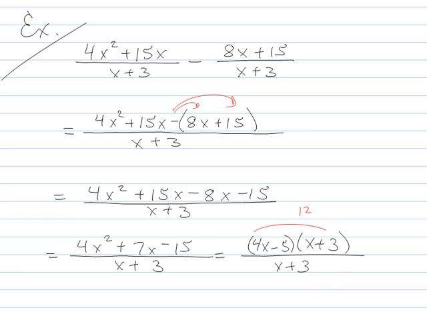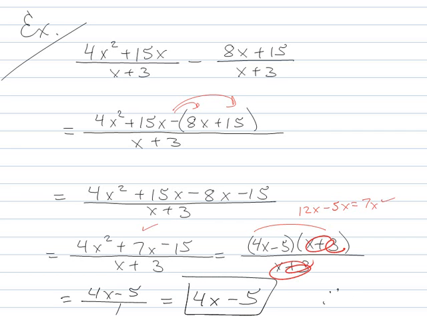So now I've got 12x minus 5x, and that does give me 7x, which is what I have in the middle. So my x plus 3's cancel, and that ends up with 4x minus 5 over 1, which is a placeholder, giving me 4x minus 5. Woot.